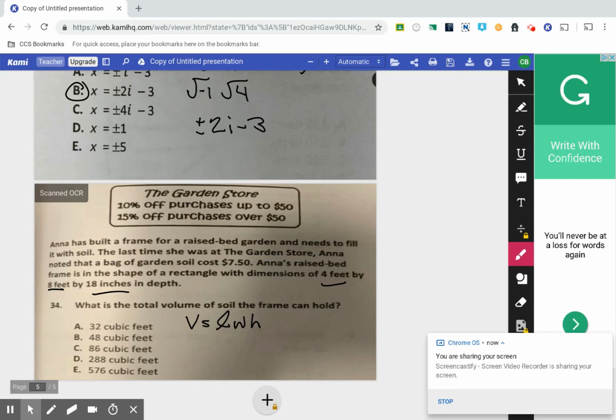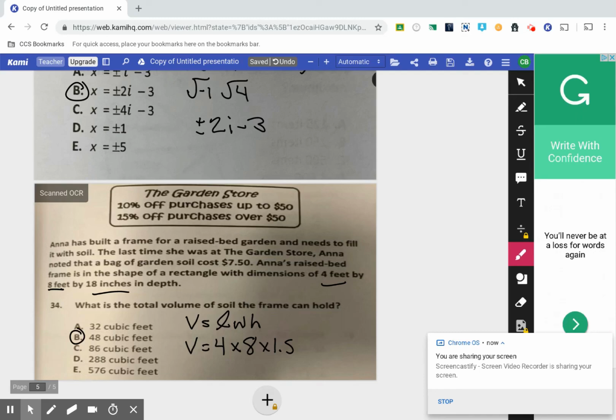So knowing that, I go straight to our formula. Volume equals 4 feet by 8 feet by 1.5 feet deep. And when you multiply that on your calculator, 4 times 8 times 1.5, that gives us 48 cubic feet. One thing I want to just mention, because they're trying to trick you: if you multiply 4 times 8 times 18 without converting your units, that's 576, answer choice E. So they put that on there, but you've got to convert your units to get 48, answer choice B.